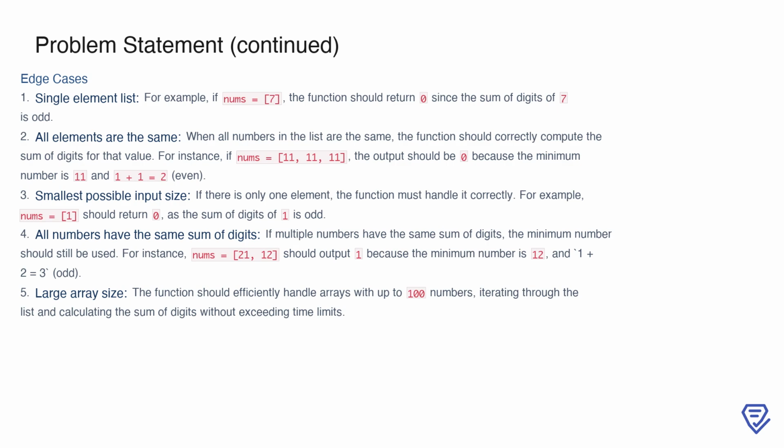Another scenario is when all numbers have the same digit sum but different values, like nums equals 21, 12. Here, the minimum number is 12, and the digit sum is 3, which is odd, so the output is 0. Lastly, for a list with up to 100 numbers, the function must efficiently process the input and determine the result without exceeding time limits. These considerations ensure the solution is robust and handles a variety of inputs correctly.